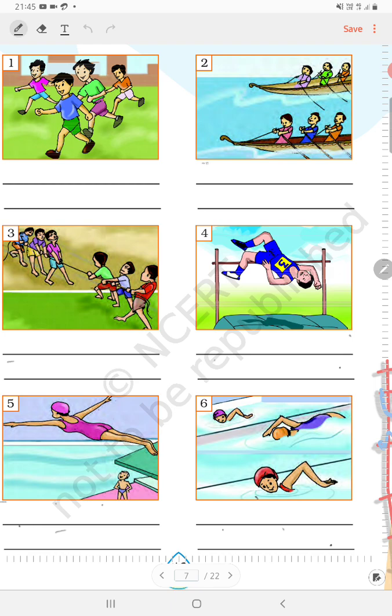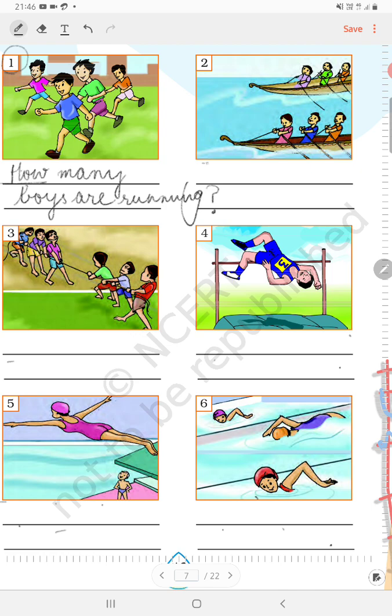Now looking here, we have to make questions using this. Okay, now here, what question can we make looking at this first picture? First could be, how many boys are running? Okay, how many boys are running? We have put a question mark because it's a question. It begins with how. Okay.